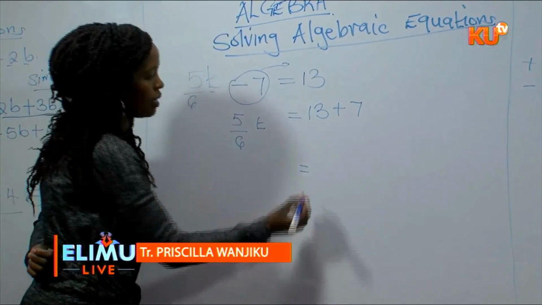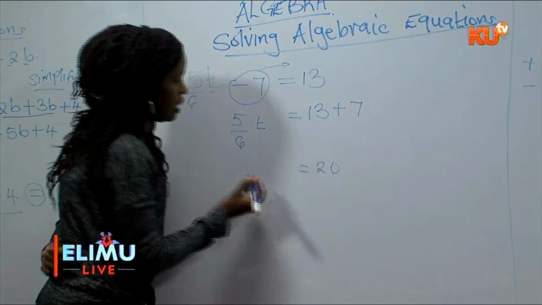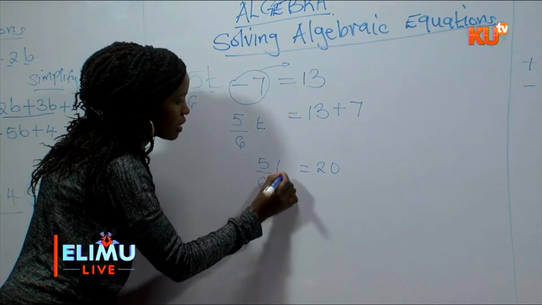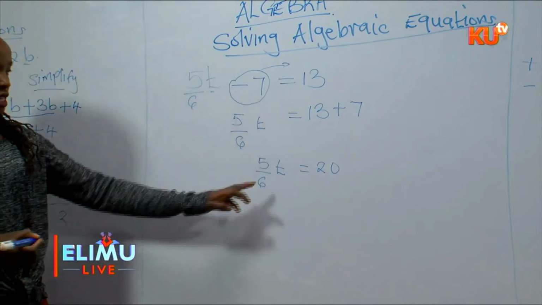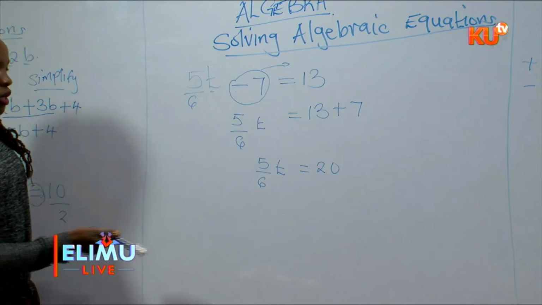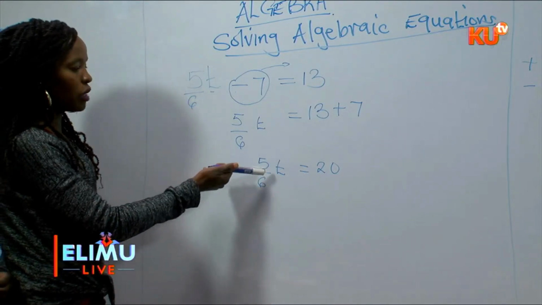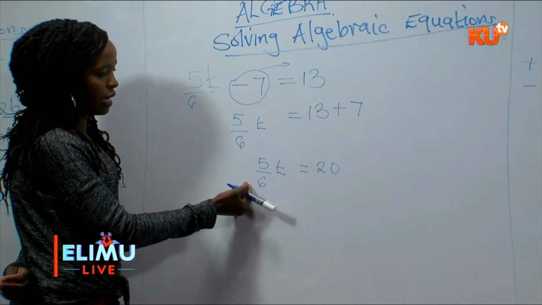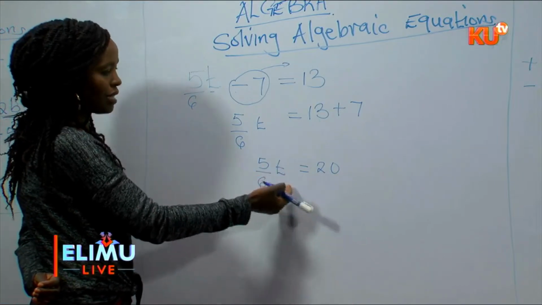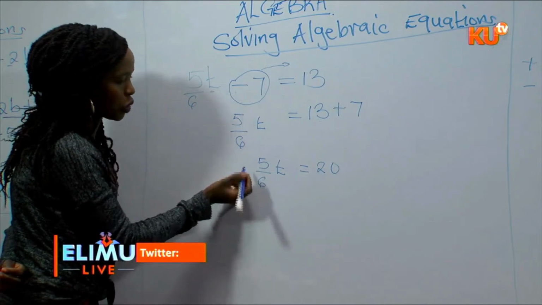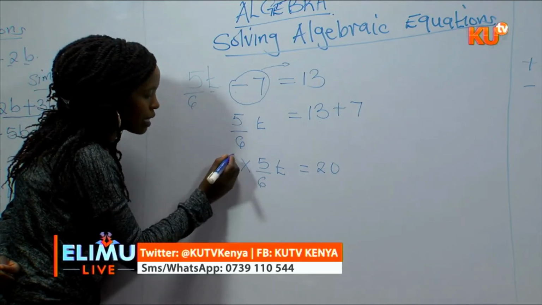13 plus 7, I get a 20, and then 5 over 6t. I want to get the value of t. To get the value of t, this is a fraction, 5 over 6. So I want to remain with t on this side so that I can have the value of that t on the other side. So on this side, I'm going to remove this fraction by multiplying by the reciprocal.